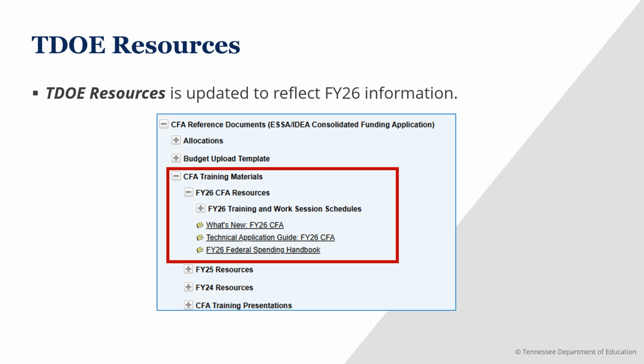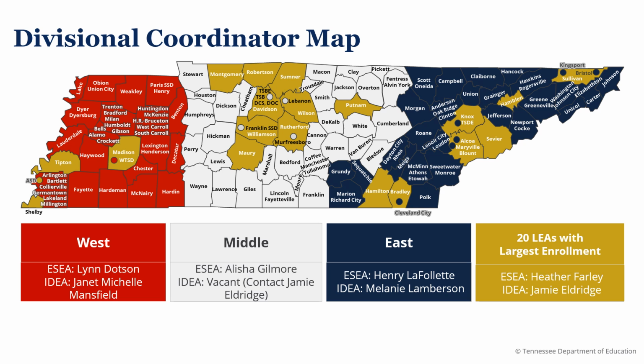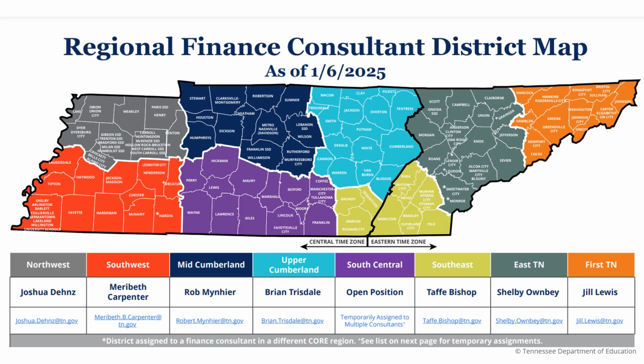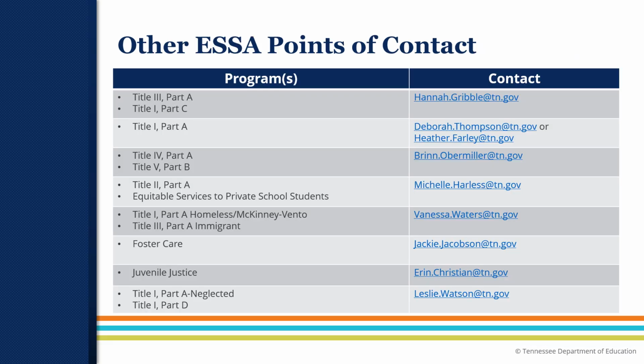And we already have resources in the FY26 area within TDOE, resources within ePlan. And this is the divisional coordinator map on who you need to contact for any CFA assistance with the completion of the CFA. This is our finance consultant district map. And these are other ESSA points of contact who also help review the CFA at the second level.